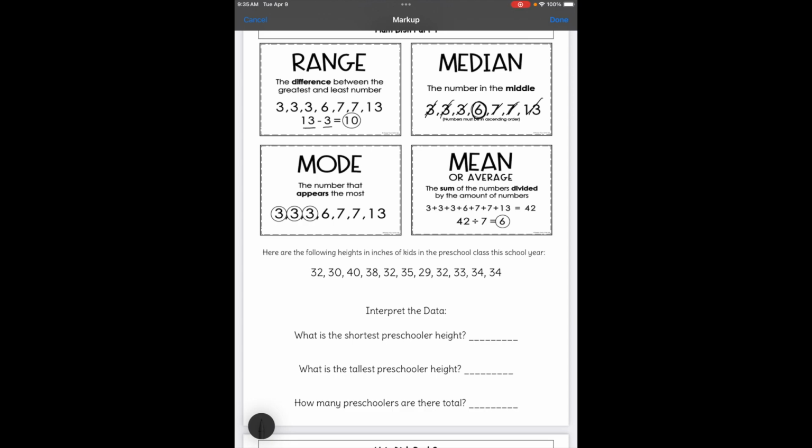The mode, think most, are the numbers that appear most often in your data set. So whichever one is happening most often is the mode.